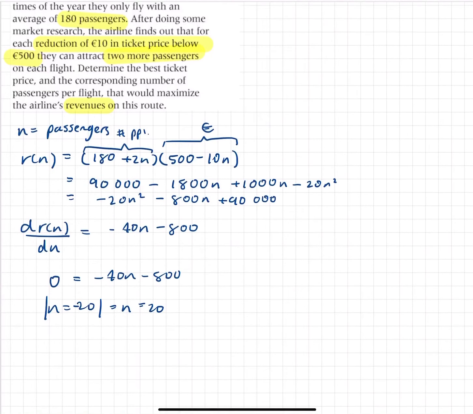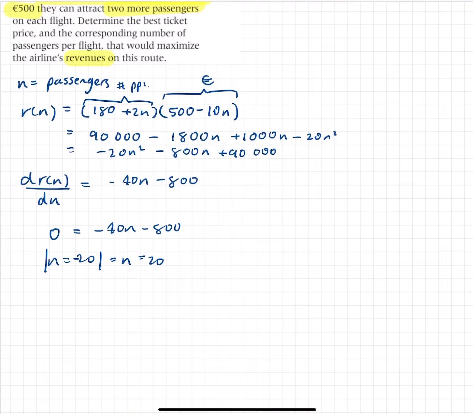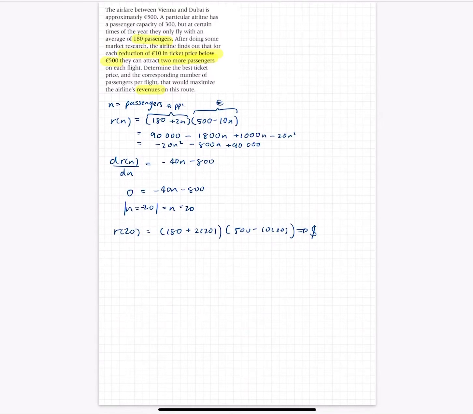And so the best ticket price then becomes R of 20, which equals 180 plus 2 times 20, times 500 minus 10 times 20. And whatever you get is your answer. So that's the first question.